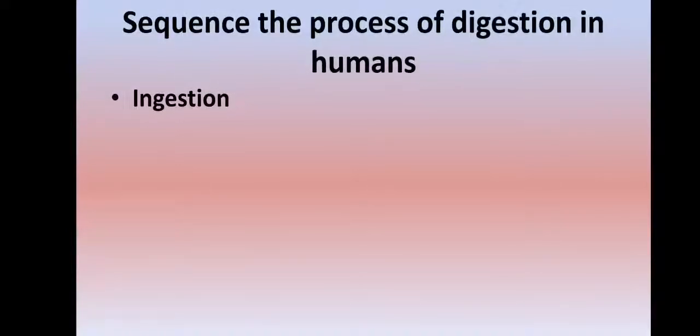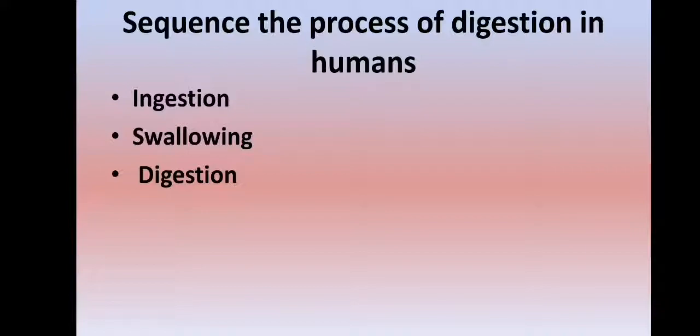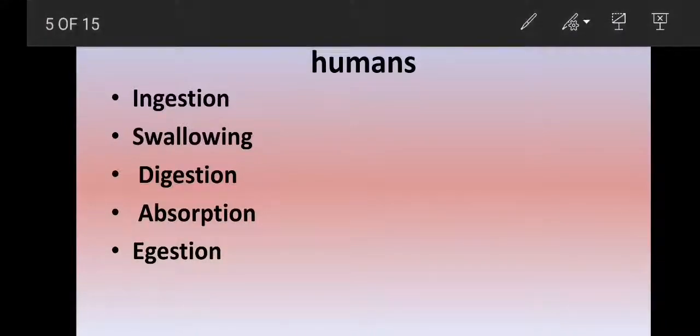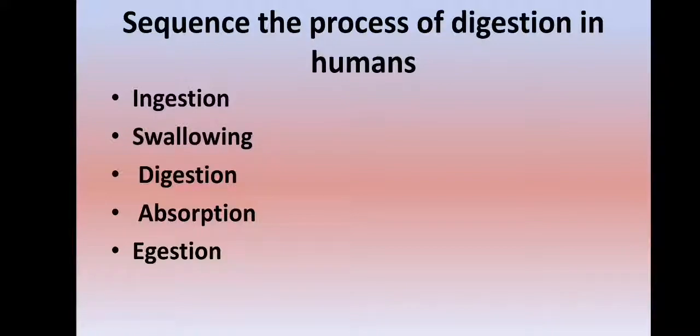Okay, sequence the process of digestion in humans. The first process is ingestion, the second swallowing, then digestion, then absorption, then elimination. So let's talk about every one in detail.